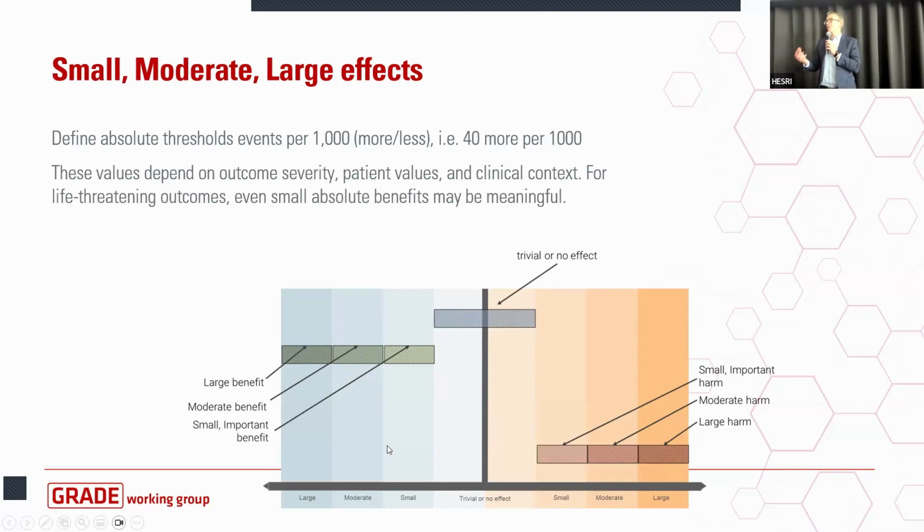How do we define, or how do we come up with these thresholds? Well, there's a few different ways that you can do it, but the important thing to consider is that these aren't just going to be standard thresholds for all different outcomes, because outcomes are different based on their severity and their importance to the actual person. So there won't be a standard threshold for every single outcome, and different groups might make different decisions about what is a small, moderate, or large effect in their context for those outcomes. And of course, for life-threatening outcomes, even a small increase or decrease could be considered important.